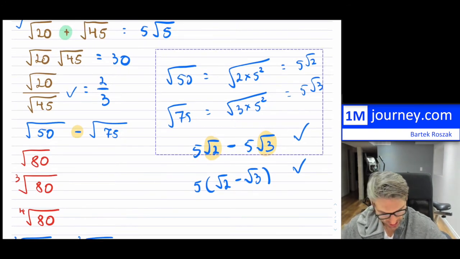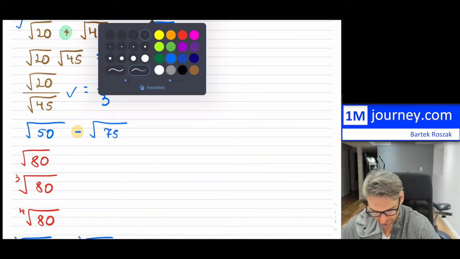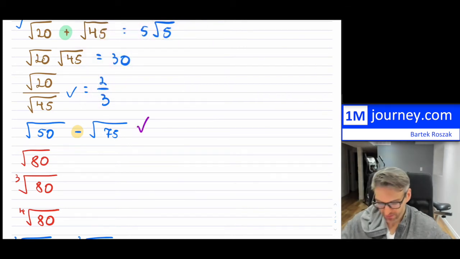All of these are great examples that really force you to understand these simplifications. So that's that one. All right, so we finished that. Now, what about this?